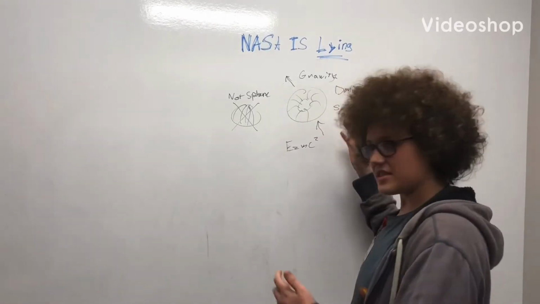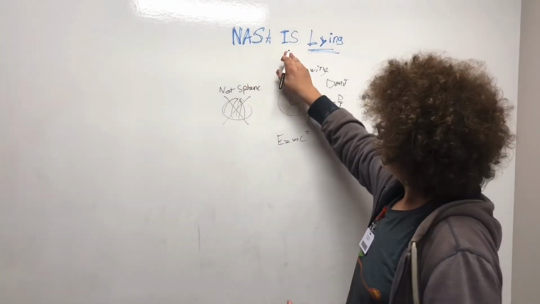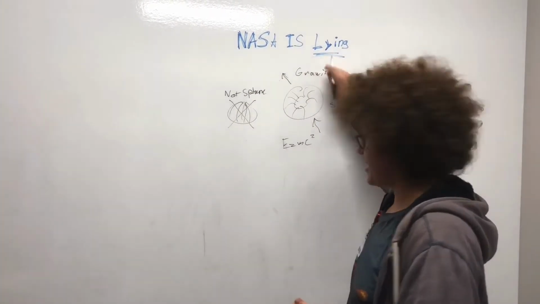All right, class. So this is why the Earth is in fact a donut and not a sphere. NASA is lying. Remember that. This is going to be on the test. Any questions?